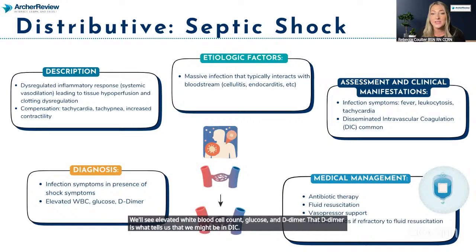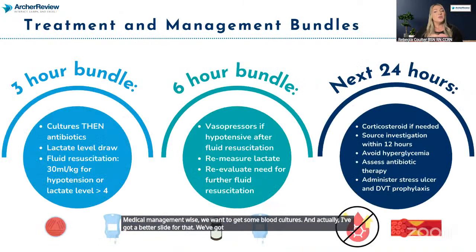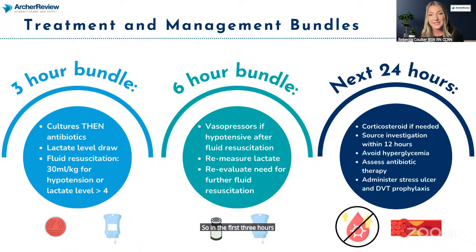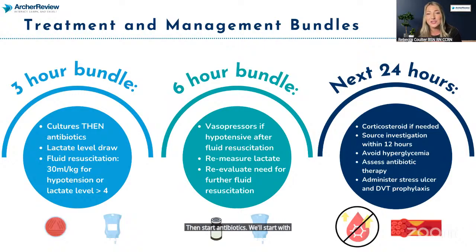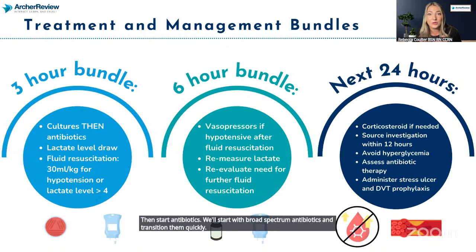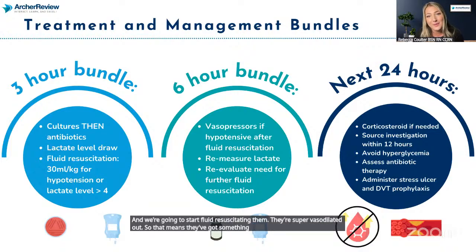Medical management-wise, we want to get some blood cultures. And actually, I've got a better slide for that. We've got a bundle for this. So in the first 3 hours, once we start to notice that, okay, I think my patient's in septic shock, we want to draw some blood cultures to get what bacteria is in that bloodstream. Then start antibiotics. We'll start with broad spectrum antibiotics and transition them quickly once we get those cultures back to something more specific. Draw lactate levels, see where we're at with that lactic acidemia. And we're going to start fluid resuscitating them. They're super vasodilated out. So that means they've got something called relative hypovolemia.